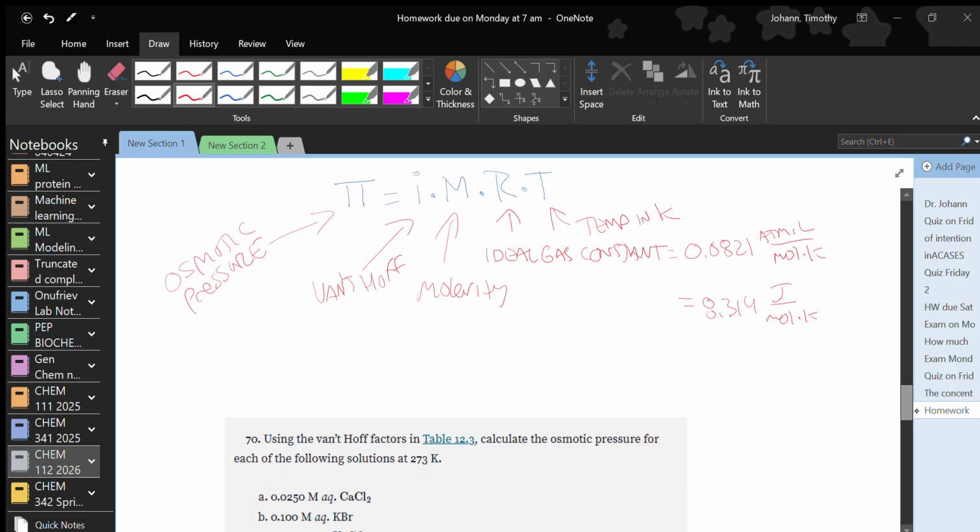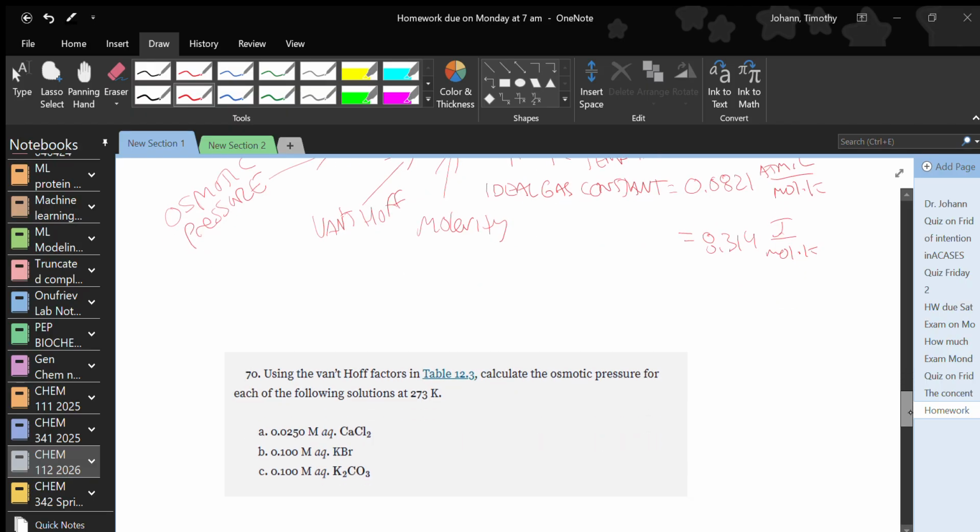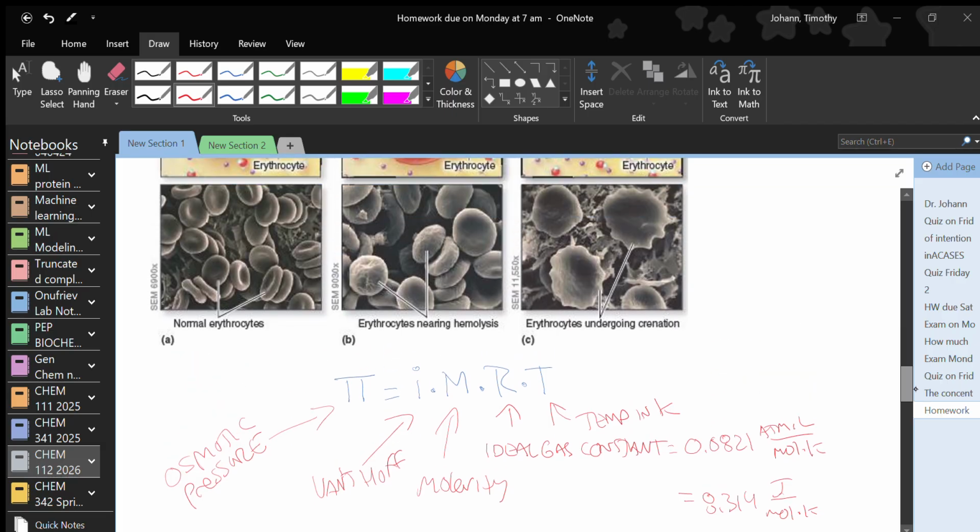All right, so let's go down here and look at this. Let's do a different one than I did in the last class. Let's do this one. What we're going to do is use the Van't Hoff factors above to calculate the osmotic pressure here. Let's go ahead and look up the Van't Hoff factor.